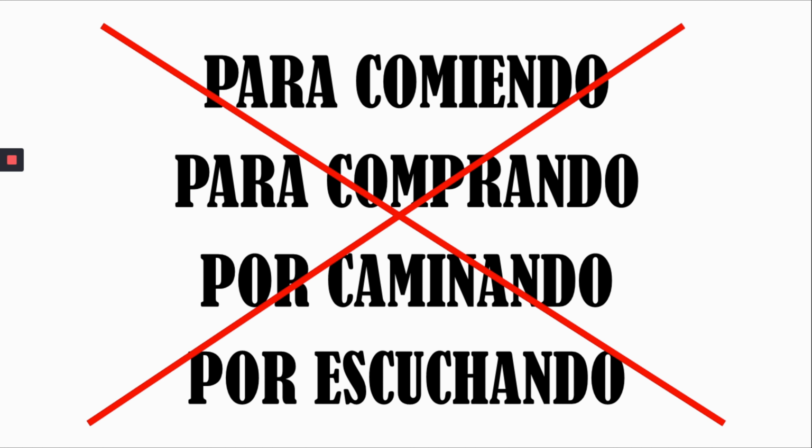Again, after para, you won't use a verb in ando yendo, an ongoing form, even though in English it makes sense: for running, for eating, for buying, for listening. But that won't be the case in Spanish. Again, we won't say para comiendo, para comprando, por caminando, por escuchando. That's a no, no, no, malo, malo, malo.